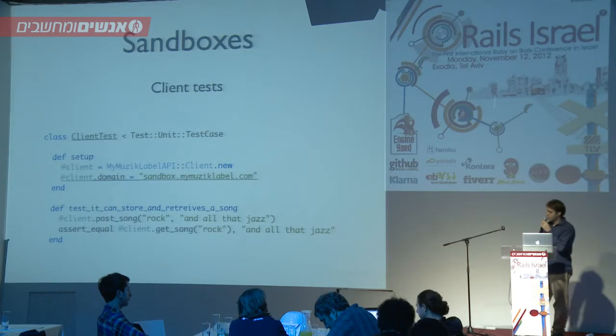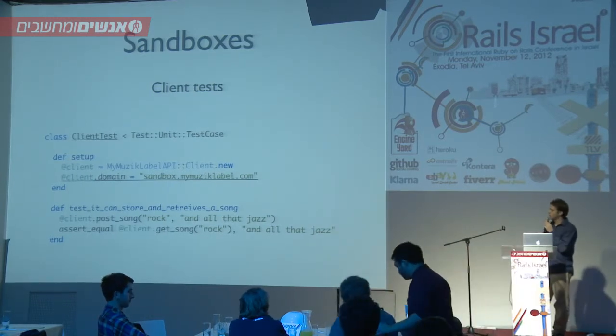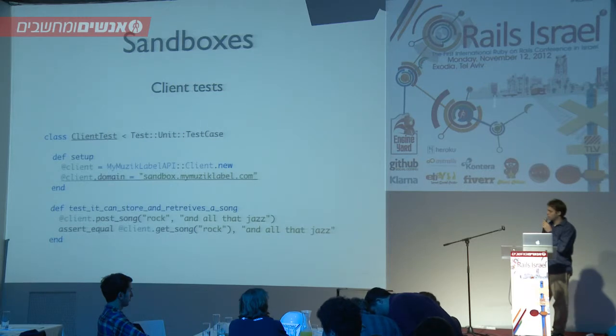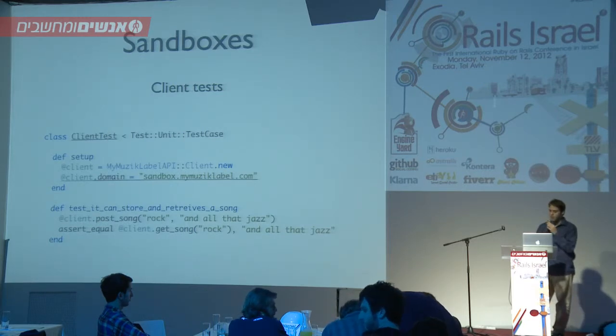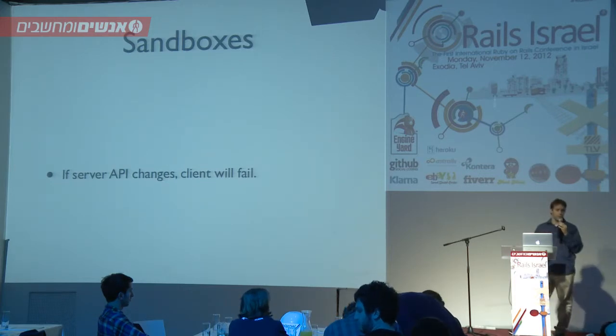It would look something like this, and we would have the domain that we would pass in of where we're going to actually make those requests, and we're going to have the same exact tests, make sure that we make our assertions, and that should work, and everything should be great, right? And if the server API changes, the client's going to fail, and that's kind of what we want.